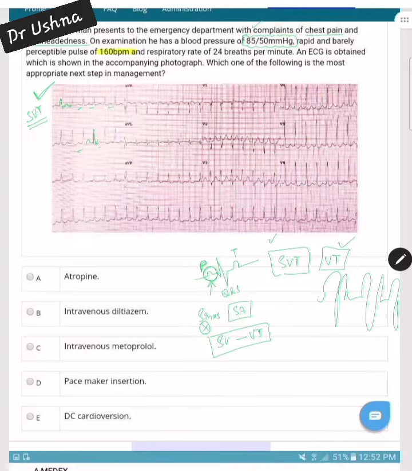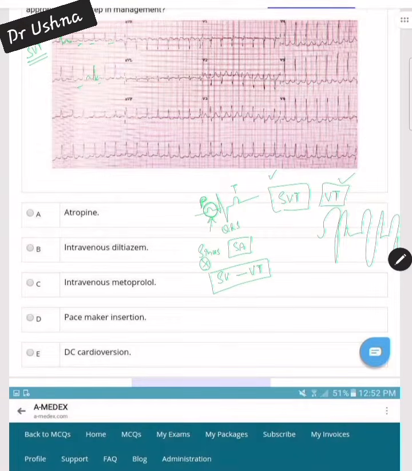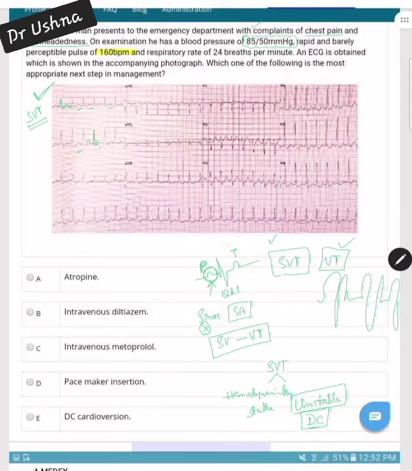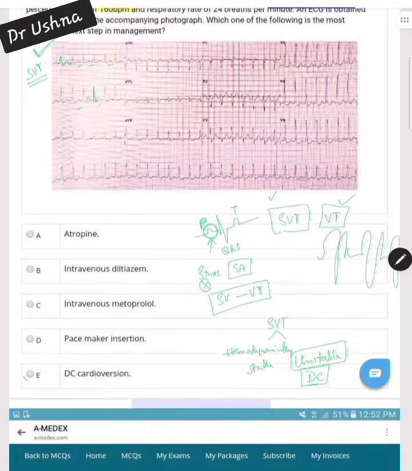Whenever there is a supraventricular tachycardia, the first thing to establish is whether the patient is hemodynamically stable or unstable. If the patient is hemodynamically unstable, there is no debate about the medical treatment. Just go for DC cardioversion, straightforward. Like in this case, the patient has BP 85/50 mmHg, the patient is about to collapse and has hemodynamic instability. So straightforward, our answer would be DC cardioversion.